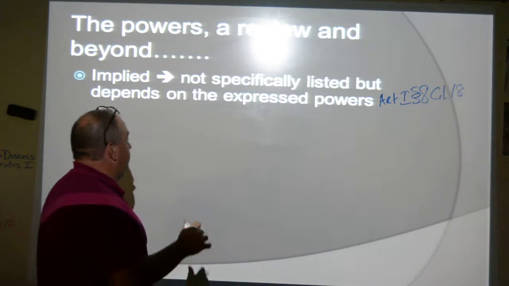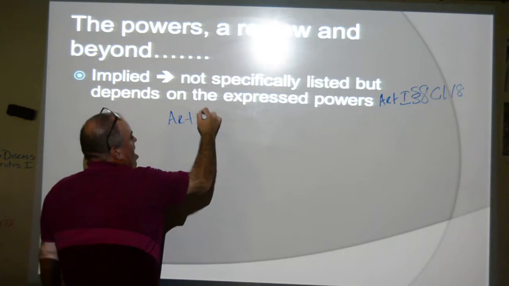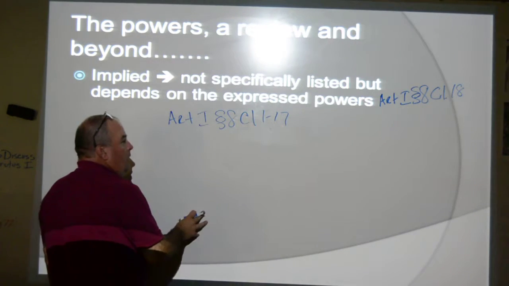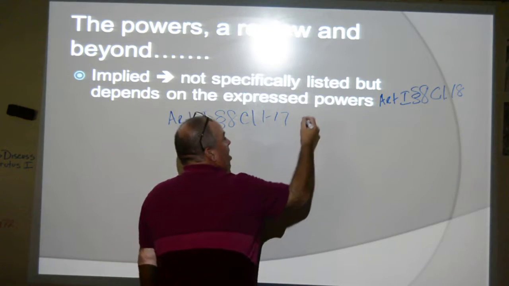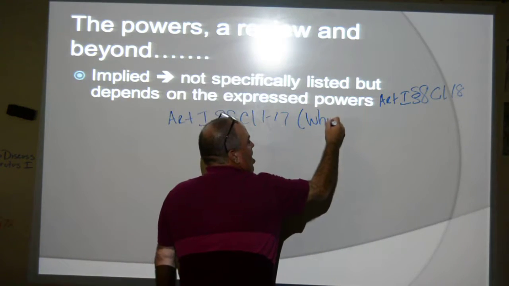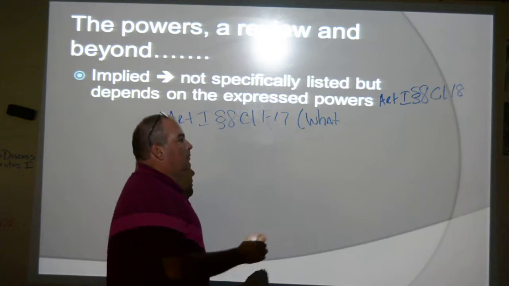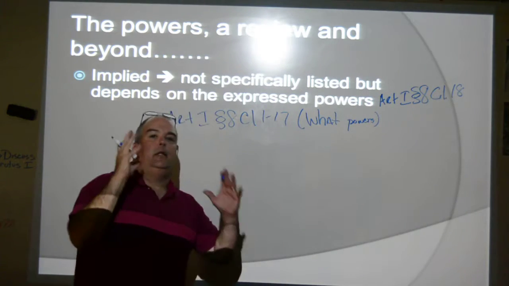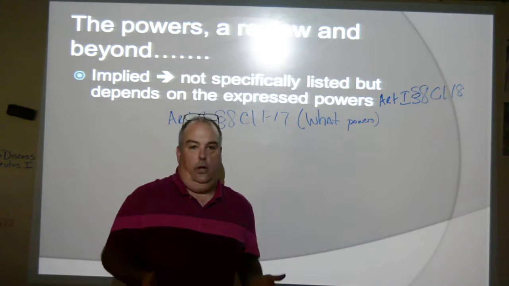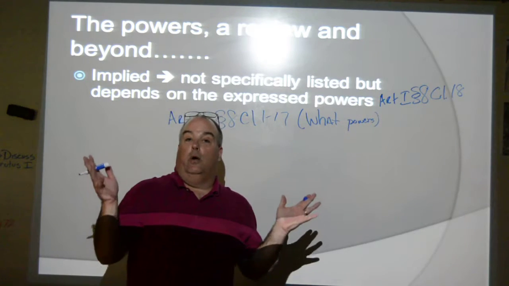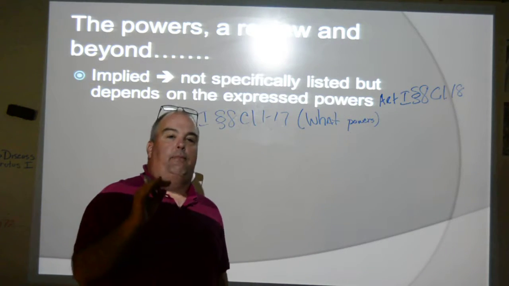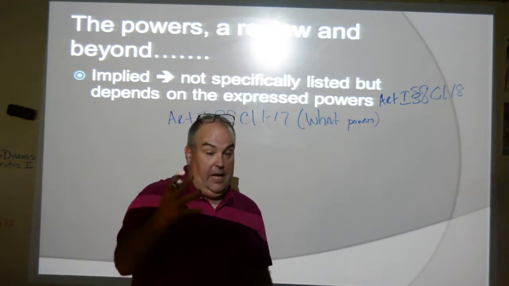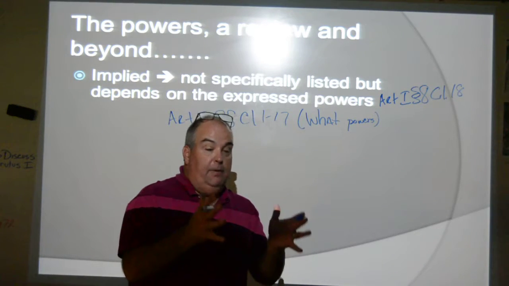Here's how to think about it. Article 1, Section 8, Clauses 1 through 17, they are the enumerated powers. Think of them as what powers? This is what Congress can do. All right? Article 1, Section 8, Clause 3. Congress has the power to regulate trade among the several states. All right? That's what they can do. Regulate trade between states.